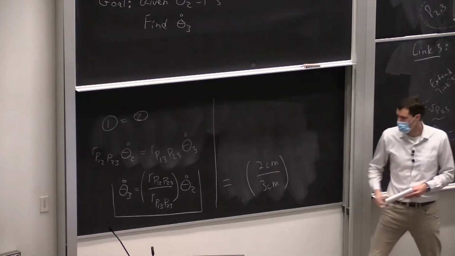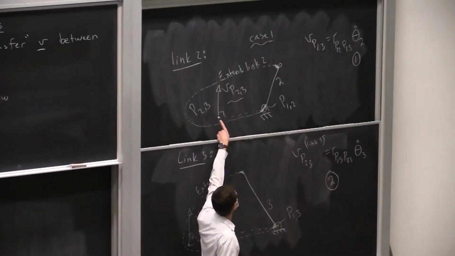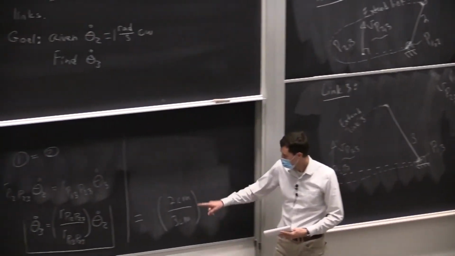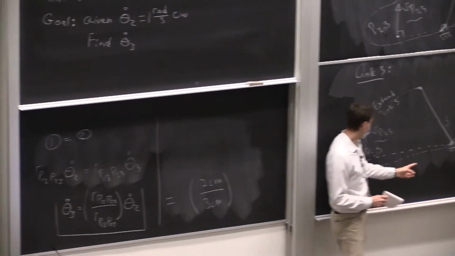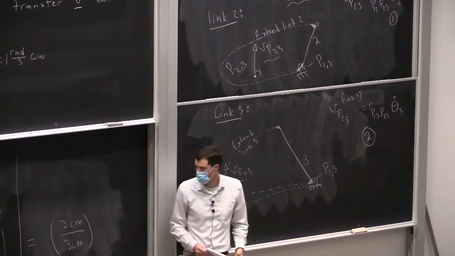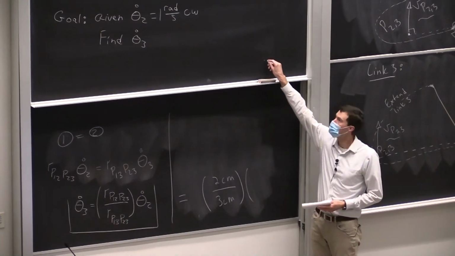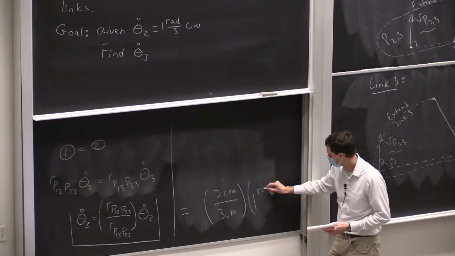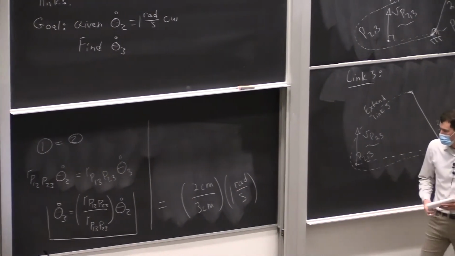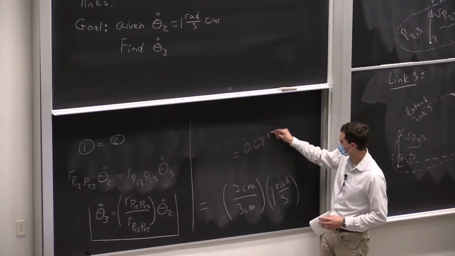Let's say I measured those. So P12 P23, that's this length here. Let's say I measured that on my diagram to be 2 centimeters. And the next one, P13 P23, let's say I measured that to be 3 centimeters. And then we multiply that by our rotation rate, which was part of our given for the input to the mechanism. Okay, so we just get 0.6 radians per second.